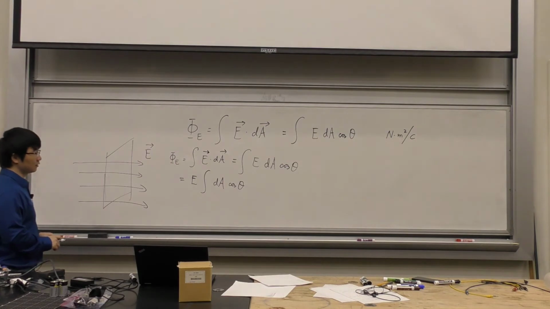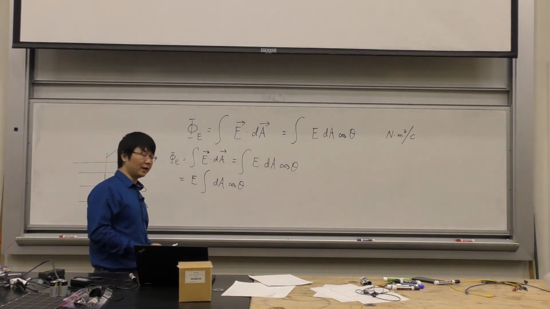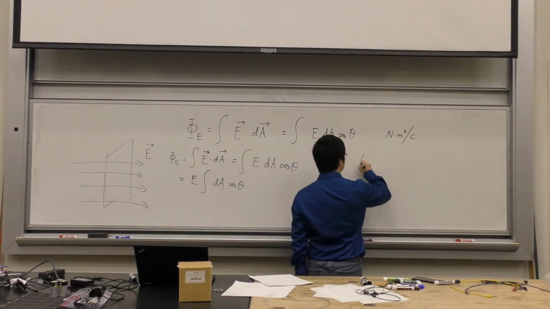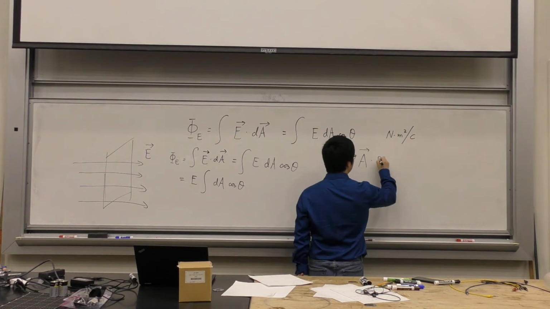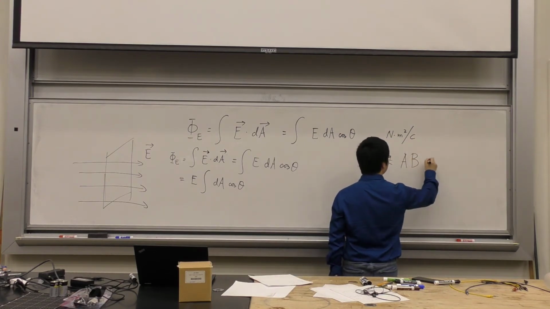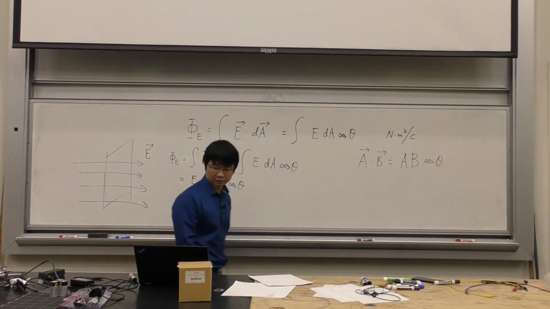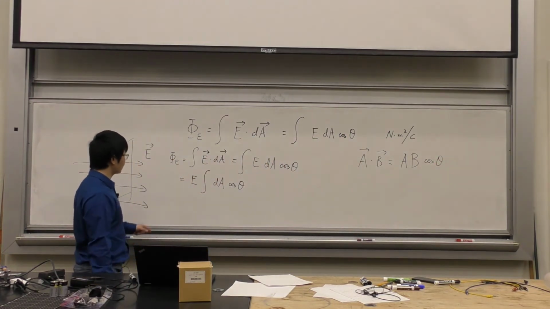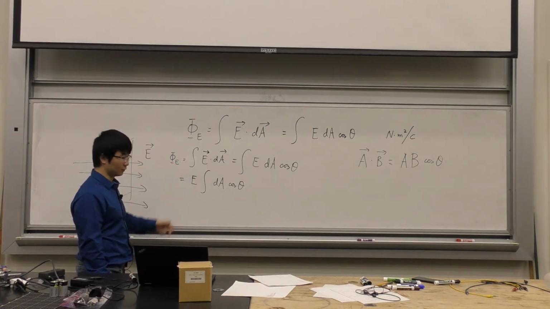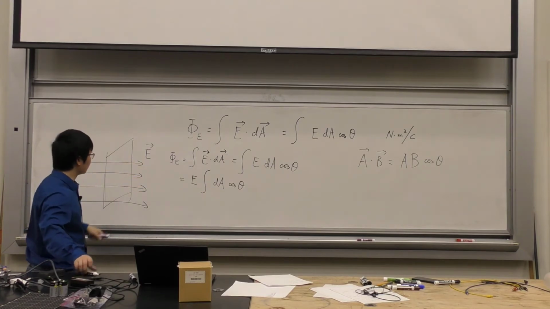Now what about cosine theta? Remember, theta is defined as the angle between these two vectors. If you have vector A dot vector B, you always get the magnitude of A times the magnitude of B, cosine theta, the angle theta between these two vectors. So you draw the direction of E, draw the direction of dA, and then find the angle between them. E is in this direction, and it's uniform, so it's the same everywhere.